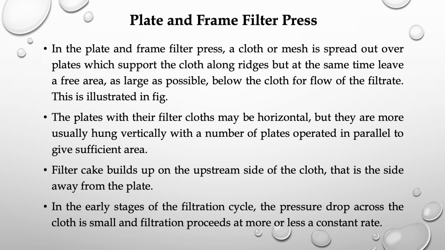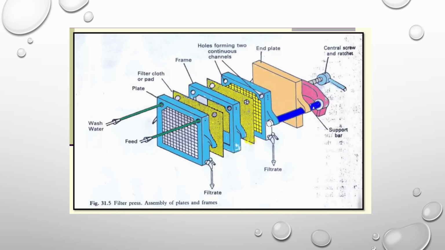Once the filter cake is built up on the upstream side of the cloth, it is taken away from the plate, cleared, and goes for the next operation. In the early stages of the filtration cycle, the pressure drop across the cloth is small, and the filtration proceeds at a constant rate. In this picture you can see the assembly of the plate and frame filter press.